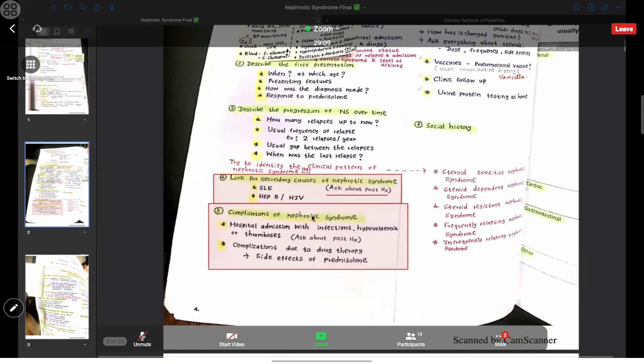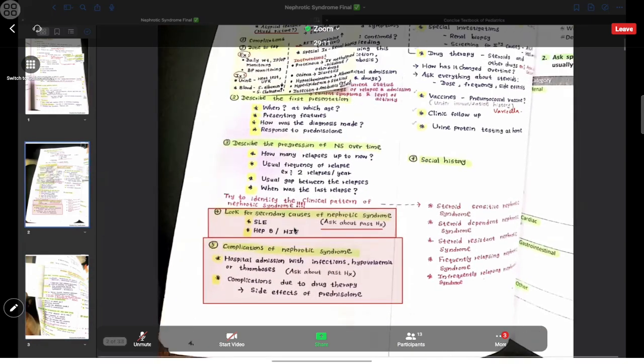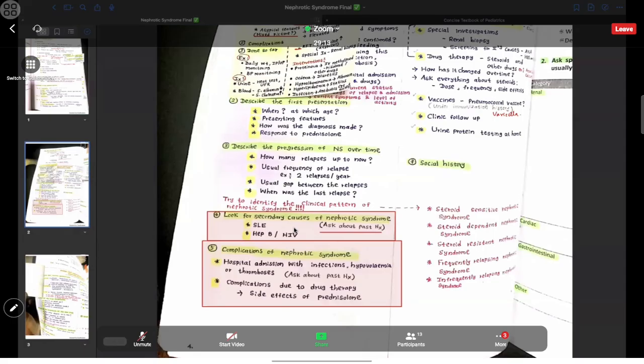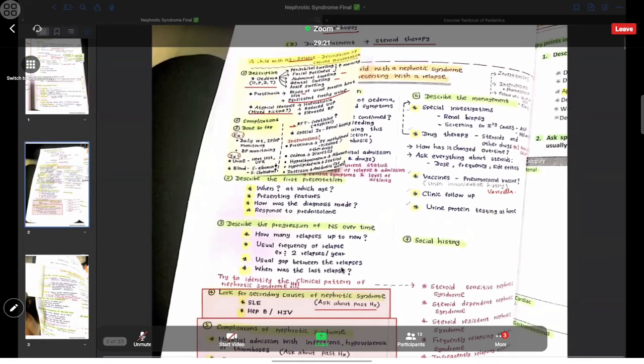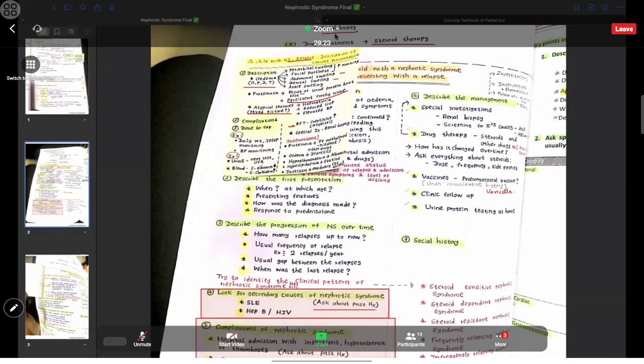Then again, ask for the secondary causes of nephrotic syndrome, especially if the patient has a lot of relapses and those relapses are a bit complicated. Then you can ask about these things. Okay, again, complications is the same thing. Then management. Now here you might have to go through details, because you know that if it's a relapse, then the patient would have had different medications, right?